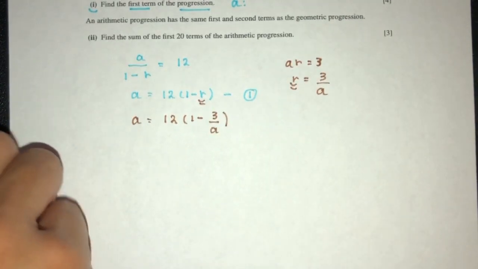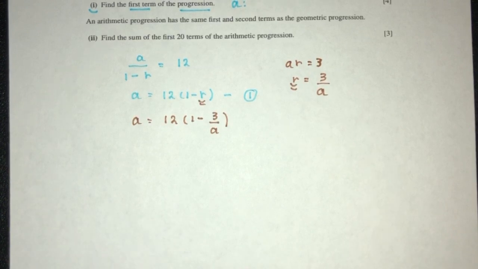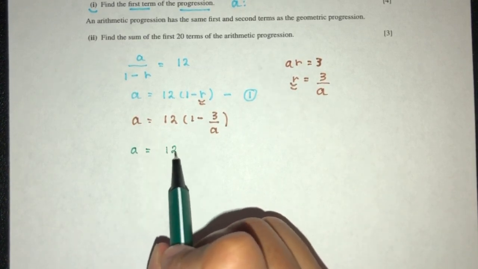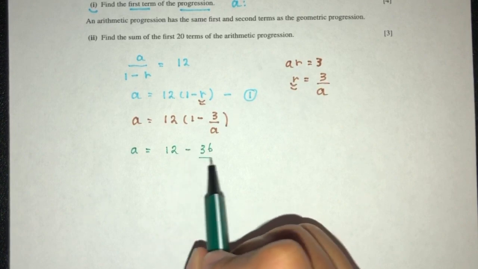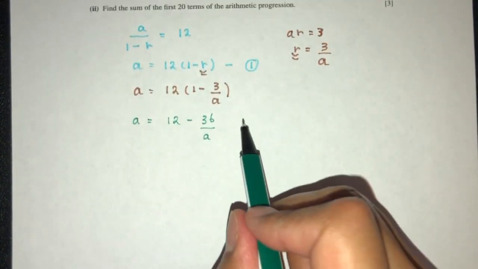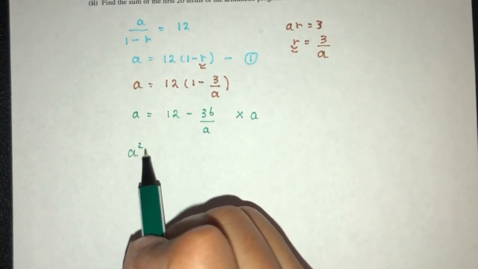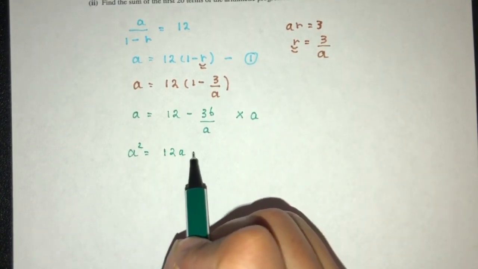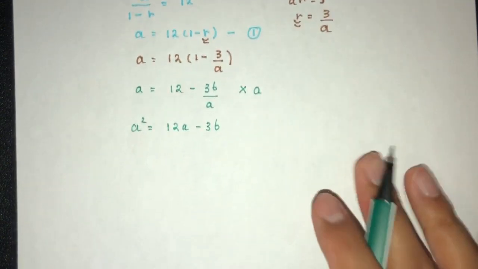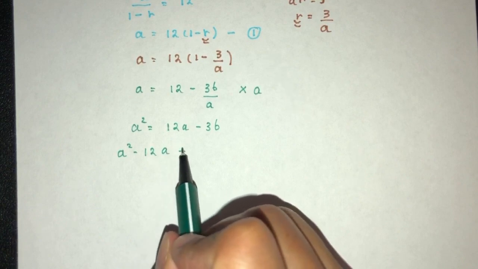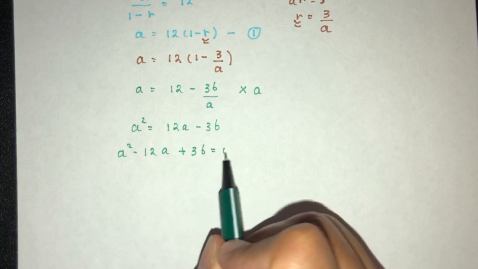Okay. Now, what can happen? Let me expand this. You will have A equal to 12 minus 36 over A. We can multiply by A. Let's see what happens. So you will have A squared equals 12A minus 36. Send everything to one side, you will have A squared minus 12A plus 36 equal to 0.